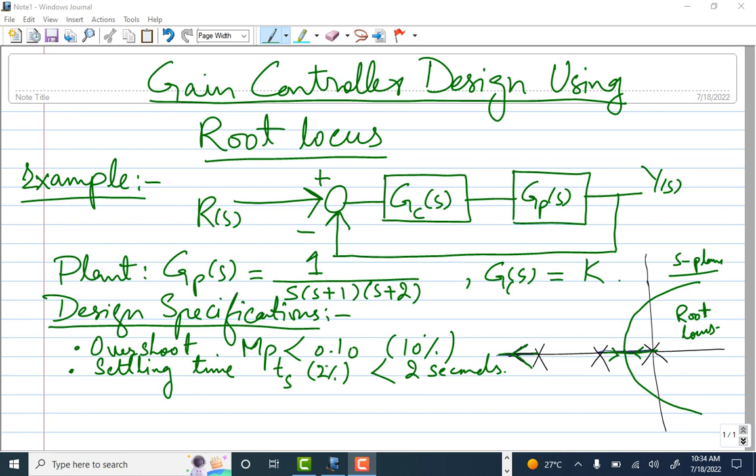This 2% specifies where we are taking the time when the response enters within 2%. For example, if your final value is 1, then within 2% is 0.98 or 1.02. So this specifies this specification. This is the whole example that we need to design. If I move to the next slide, we will see how we do that.